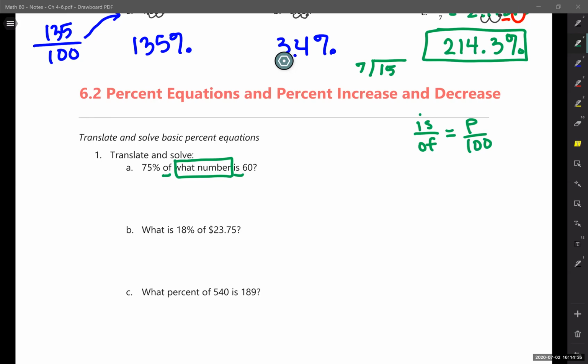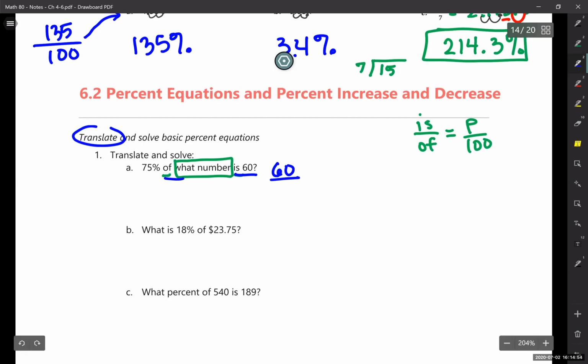Okay, so what I mean by this: what number's next to is, what number's next to of, what's the percent? That's what we're trying to figure out for this problem here. And first we're going to translate, and then we'll come back and solve. So is 60. It says is 60. Of, it says of what number? So I don't know what the of is, but I know that I don't know it, so it's going to get the x.